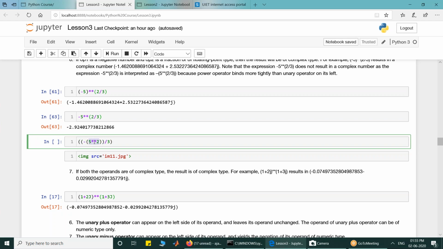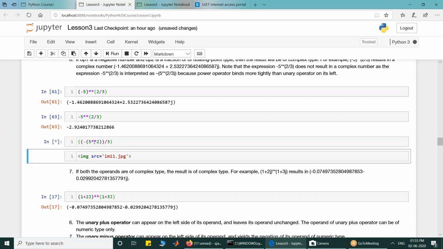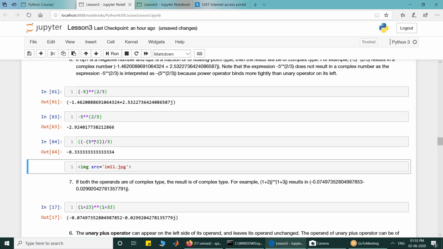But firstly, 5 raised to power 2, 25, is computed. Then it is converted to minus 25, and then minus 25 by 3, which comes out to be minus 8 point something. Okay. Have you got this concept? The parenthesization, how the expressions are interpreted. So it will not be a complex number, right?